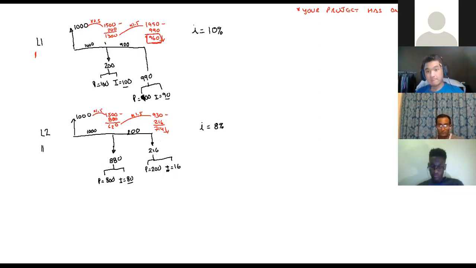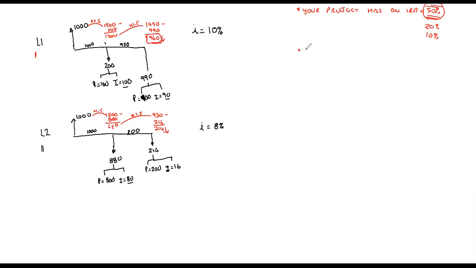Got it? And of course, this 50%, as soon as I'm at time 0, can be a forecasted value. But perhaps, what happens now if it's 20%? What happens if you have 10%? What happens if you have different values? Got it? So for example, guys, let me minimize this one. What happens if your project has an IRR of 6%?